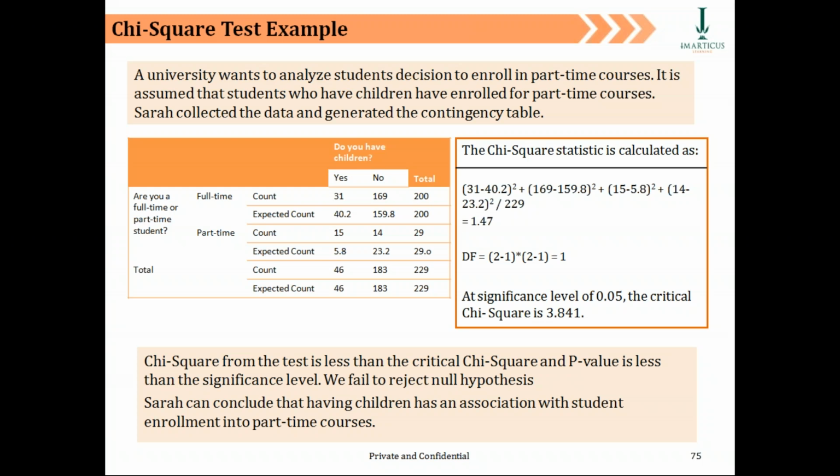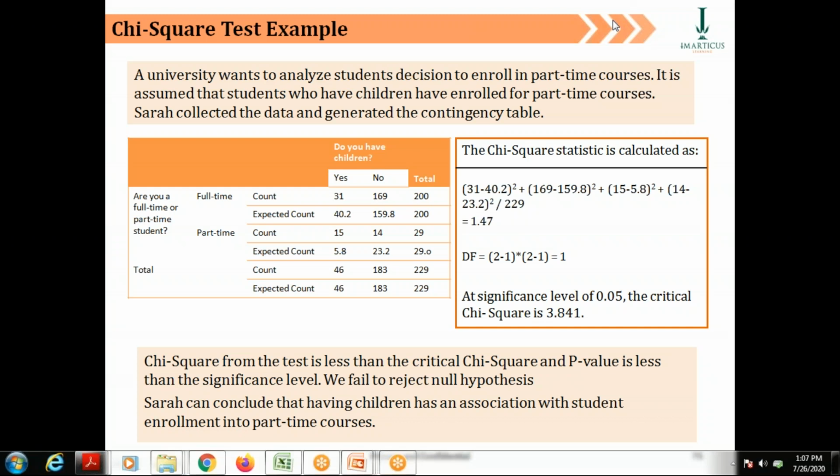Yeah, it is mentioned here that the p-value is less than the significance level. So here, which is the p-value? 1.47, but that is not less than 0.05. This is saying 1.47 is the chi-square value which we are calculating from this table, and for 1 degree of freedom, the chi-square value in the table is 3.84. That is the critical value. So 1.47 is less than 3.84.